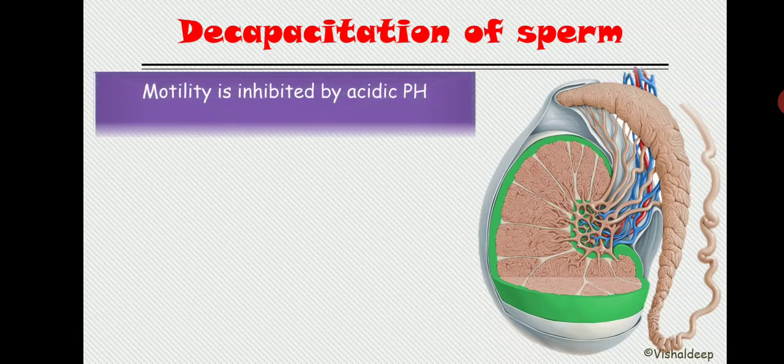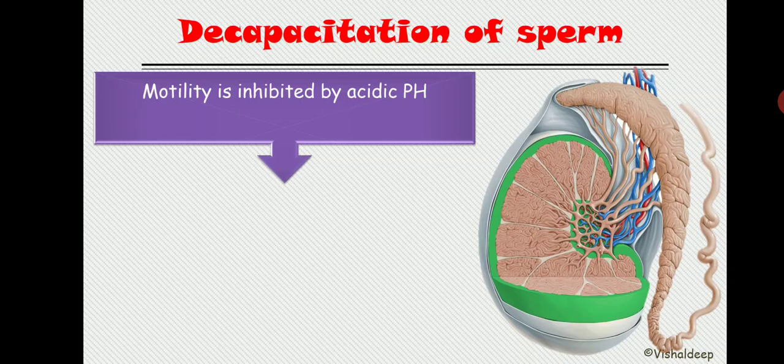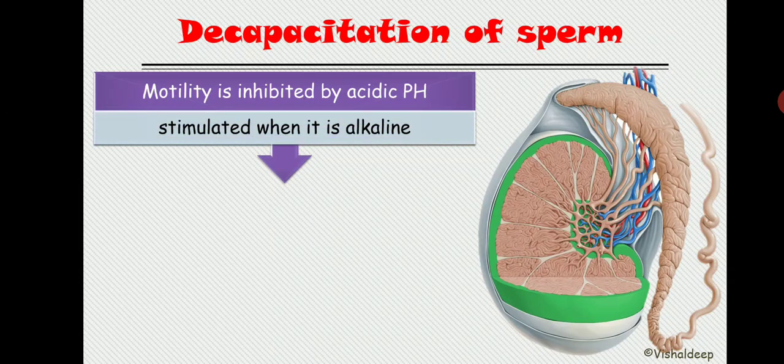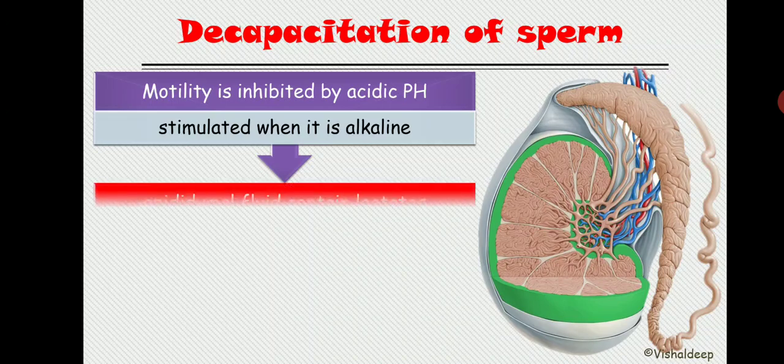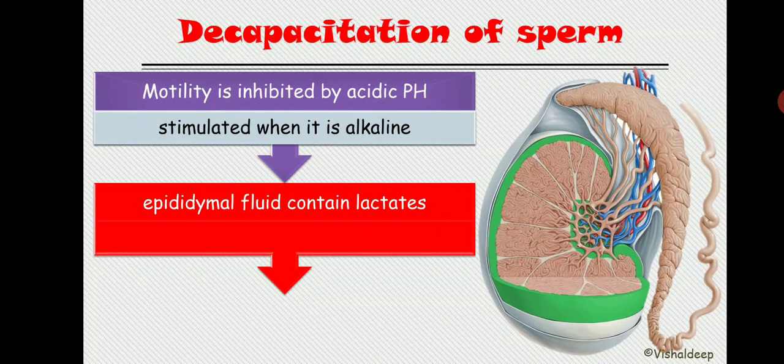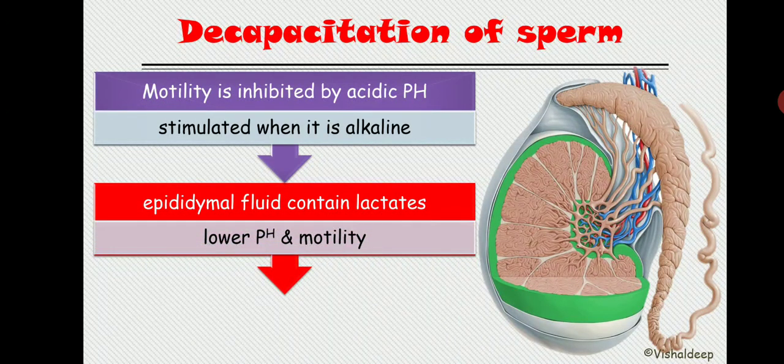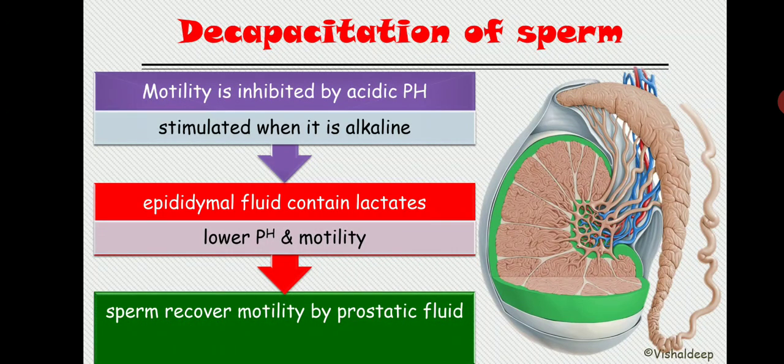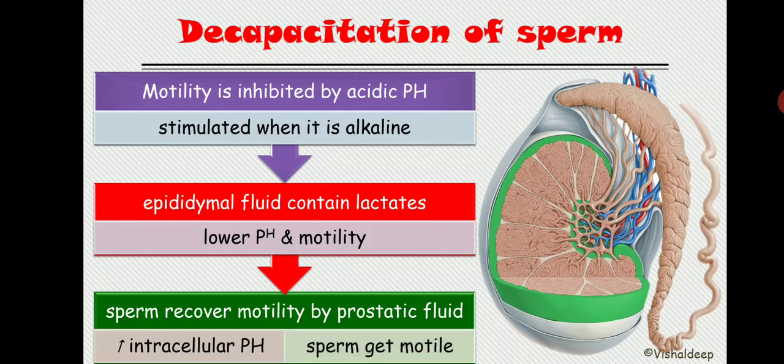So motility is basically inhibited by acidic pH, and it will be stimulated when the pH is alkaline. Epididymal fluid basically contains lactate, which lowers the pH and so the motility. And sperm recover motility from prostatic fluid. This prostatic fluid has a higher pH, increases intracellular pH, and sperm get motile. Right? So motility is suppressed by the tail of the epididymis, that is known as decapacitation. Okay, that's it for today's lecture.